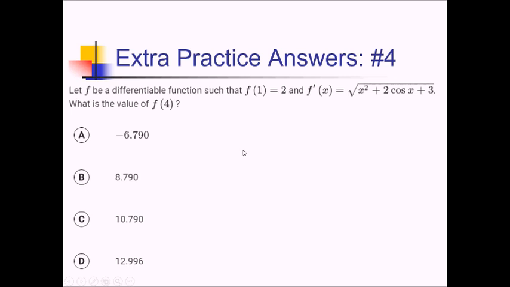So I can say f of 4 equals my starting value of 2 plus, now to get the total change from x equals 1 to 4, I just have to add the integral of the rate of change of f, the integral of f prime from 1 to 4. And let me just plug this in the calculator now to see what that comes out to.